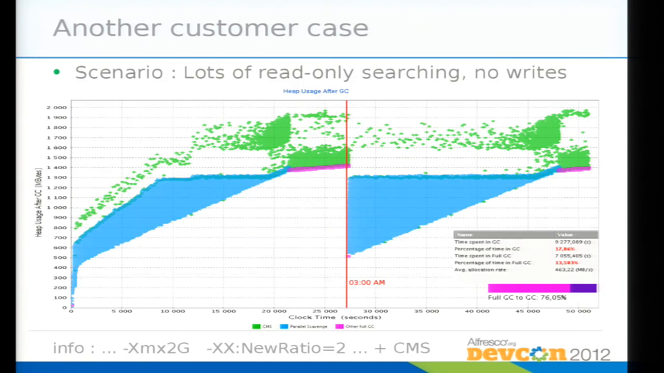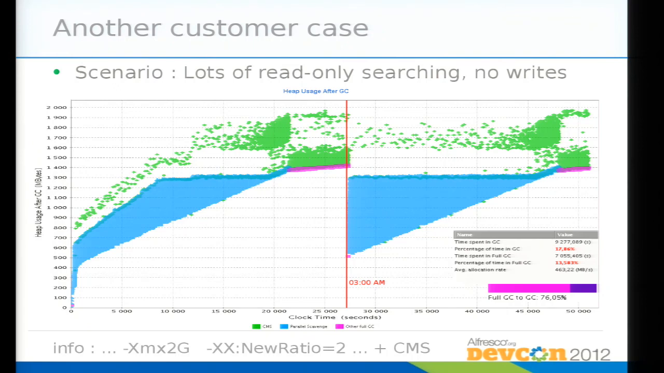So I have a cool example. Can anyone tell me what's going on here? 5 minutes, okay. So no one, maybe. So what's cool about this is that at 3 a.m. something happened. And at 3 a.m., if you know, in Alfresco at 3 a.m. there's a Lucene backup job. So what's going on here is that for some reason the Lucene backup job was allowing the heap to free the objects. That is interesting.